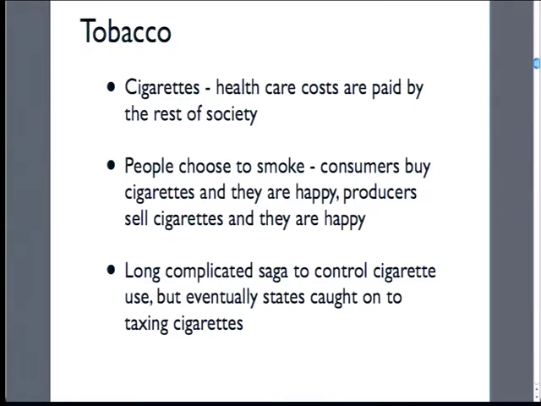So from buyer and seller, people choose to smoke. Consumers buy cigarettes, they're happy. Producers grow tobacco, sell cigarettes, they're happy. There's a market trade exchange, everyone's happy.